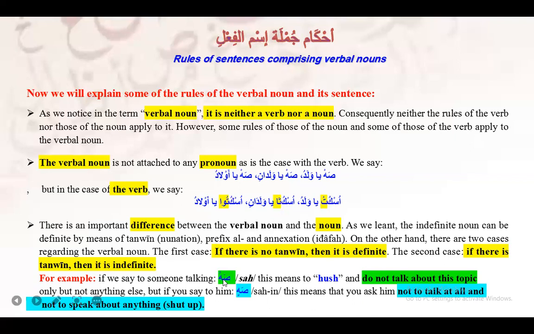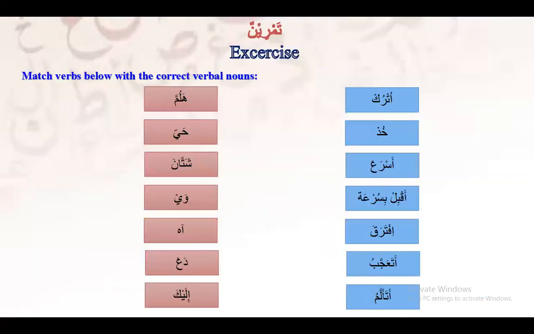Means now you see the difference. The sah without tanween and sah with tanween. Without tanween means don't talk about only this topic. But if I say sahin with tanween, it means don't talk at all. Don't speak even. Means shut up. This is the difference between tanween and without tanween. Now you have some exercise to learn more about the verbal nouns and to choose which meaning these verbal nouns refer to.